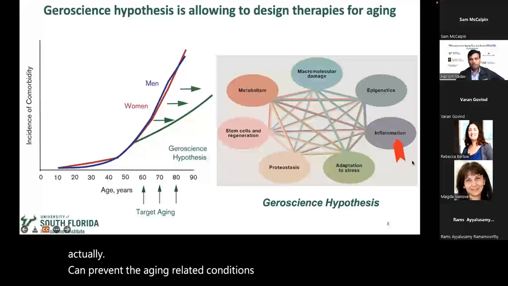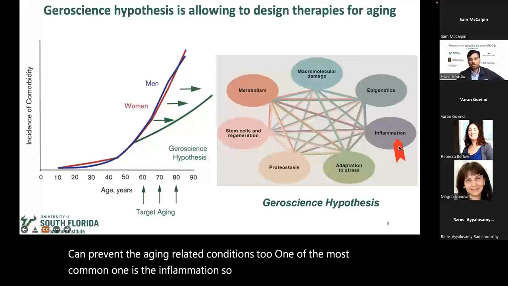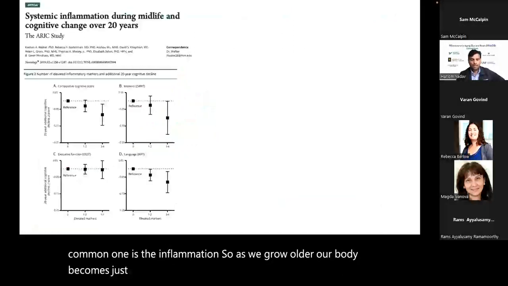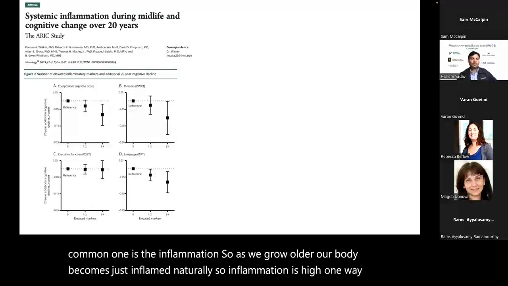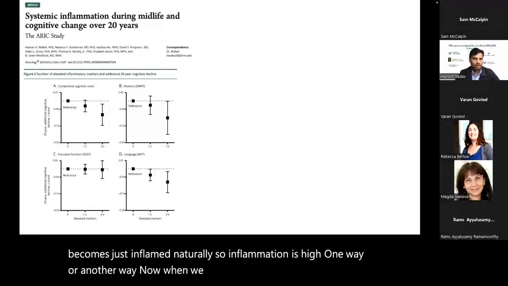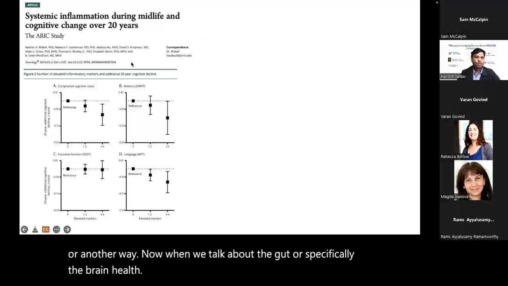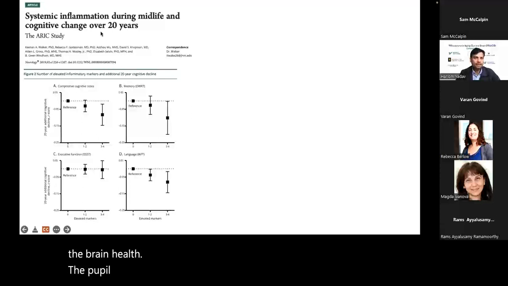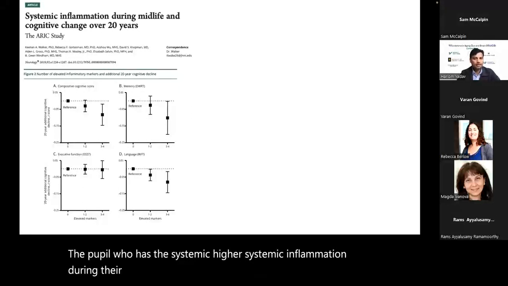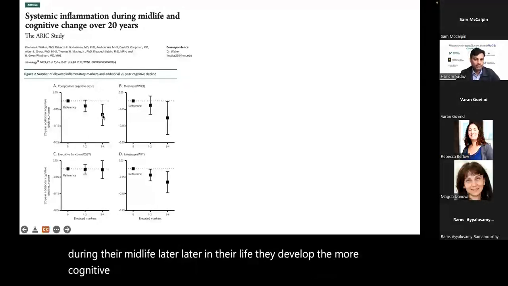One of the most common ones is inflammation. As we grow older, our body becomes inflamed naturally, so inflammation is high, one way or another. Now, when we talk about brain health specifically, the people who have higher systemic inflammation during their midlife later develop more cognitive decline or Alzheimer's progression.